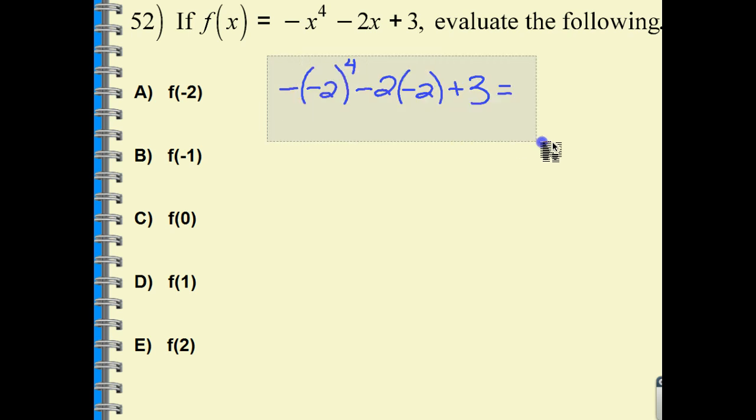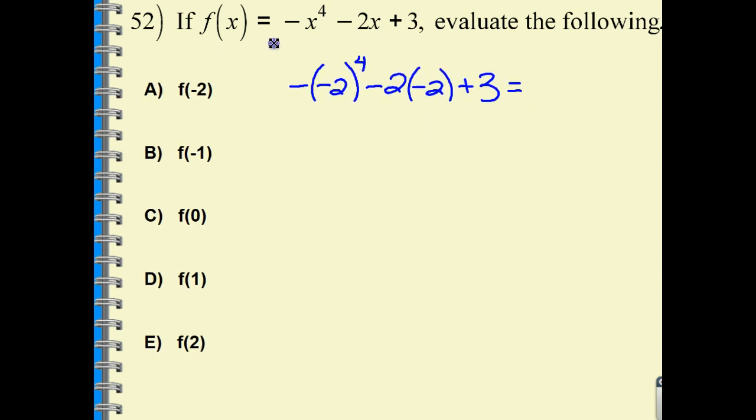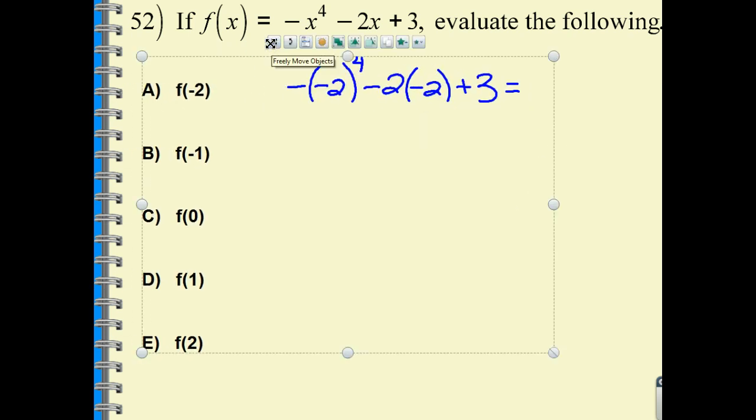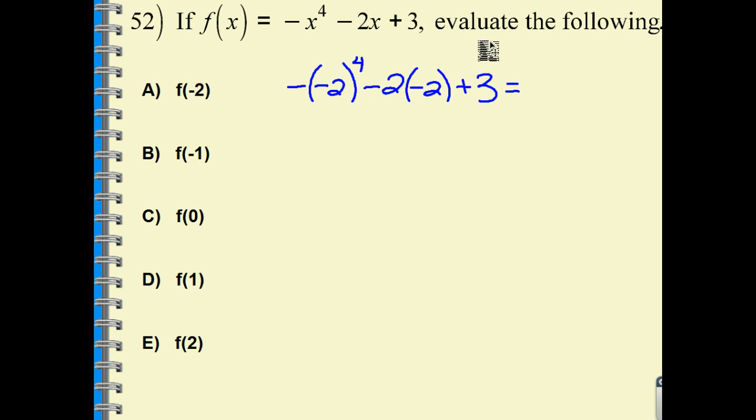I might need some room here. Oh, I don't want all that to move. Okay, I think I'll have to just go with it from here.